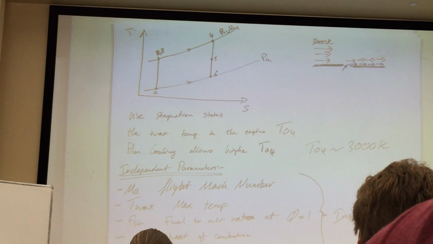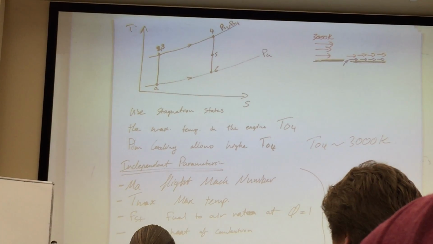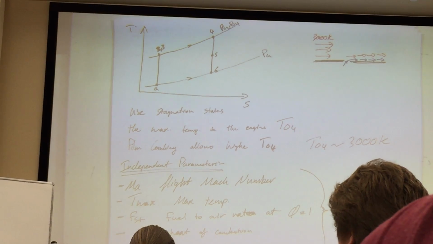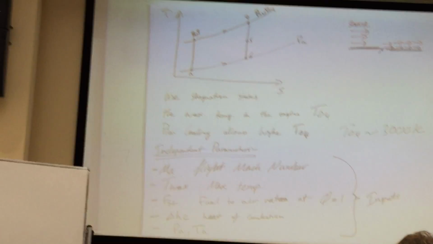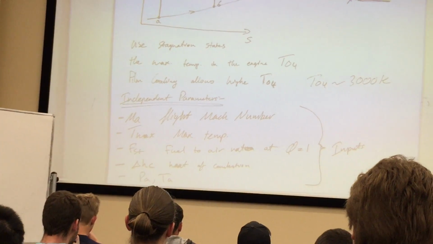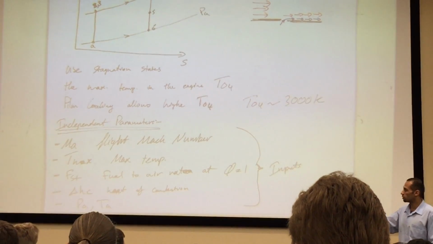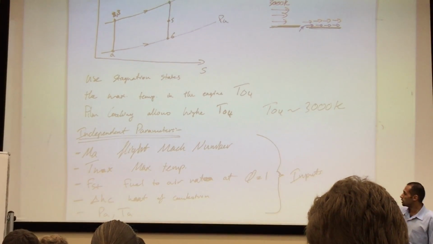So we outlined some independent parameters. We said, okay, we have our flight Mach number. That's determined by the requirement and the mission of the aircraft that you're working with. So that's sort of fixed. You're controlling it if you're designing the aircraft, but if Lockheed is telling you this is what we need, or the Pentagon is telling you this is what we need, you're stuck with it.